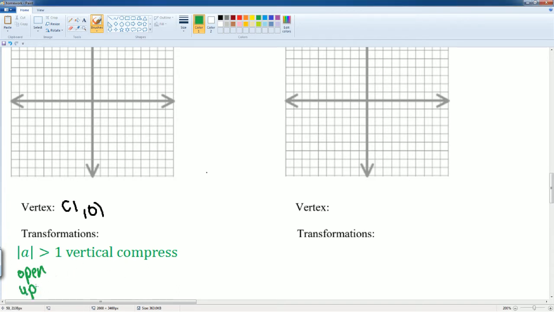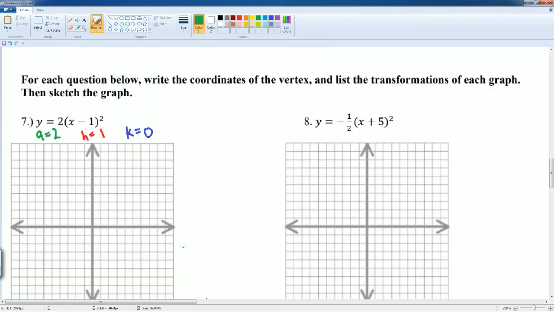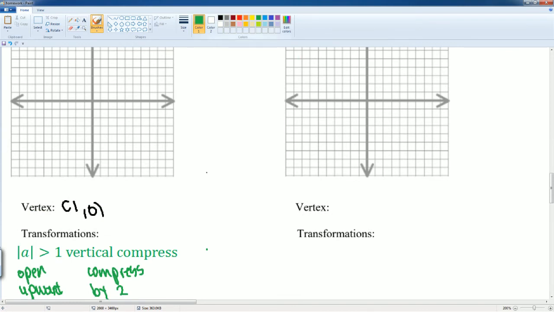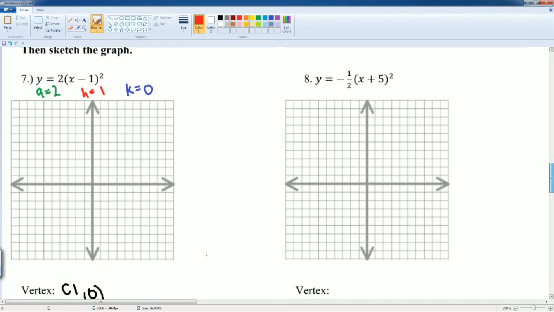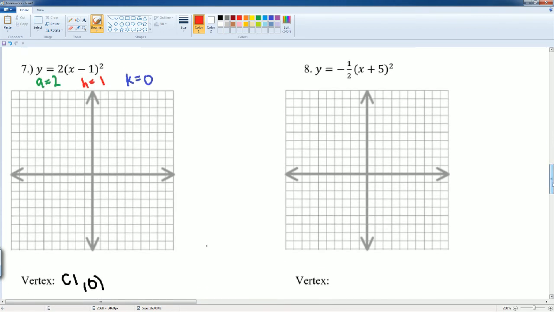Okay, upwards. It compresses vertically by a factor of 2, and then the H is 1, so that is right 1, and there is right 1 unit, and there's no K value. All right, so our original is (0, 0), but we move to the right one.